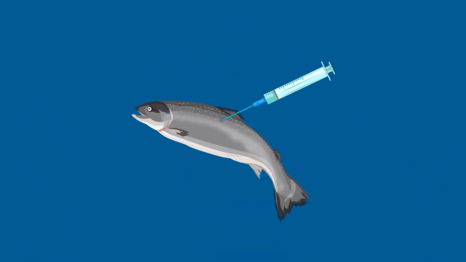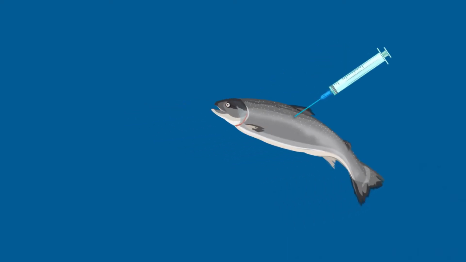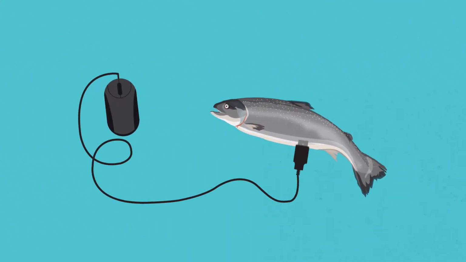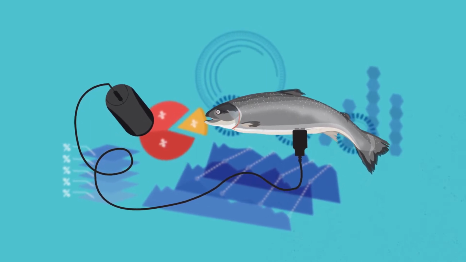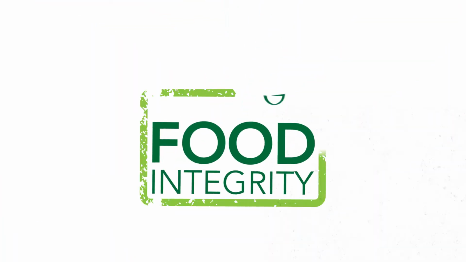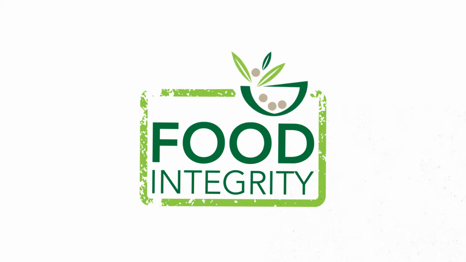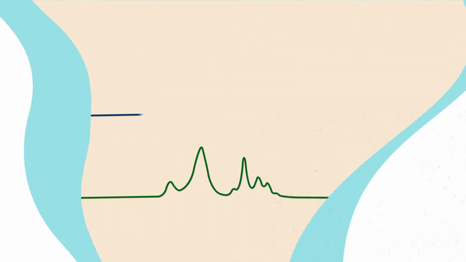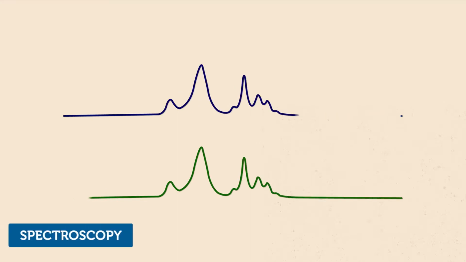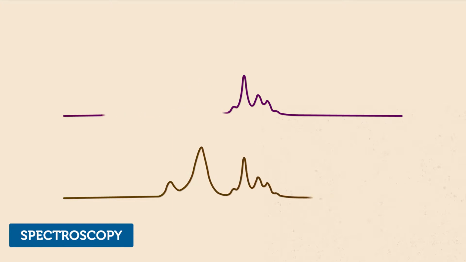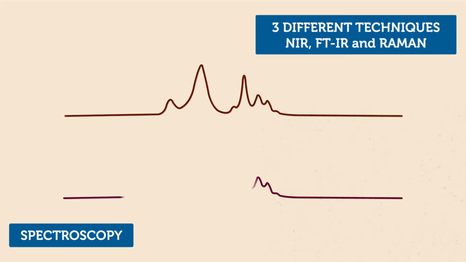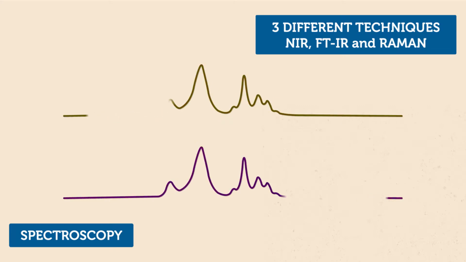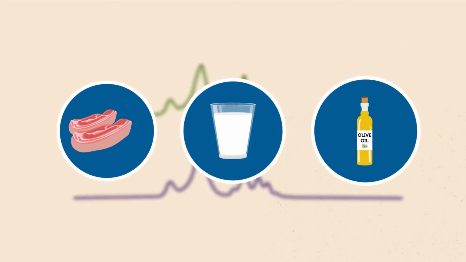In order to keep pace with those who perpetrate food fraud, there is clearly a need for robust and reliable non-targeted methods that are available to many stakeholders. This research, carried out within the scope of the European Commission project FoodIntegrity, describes the implementation of spectroscopy, the analysis of the interaction between matter and electromagnetic radiation, using 3 different techniques for non-targeted analysis of food matrices such as beef, milk and olive oil.